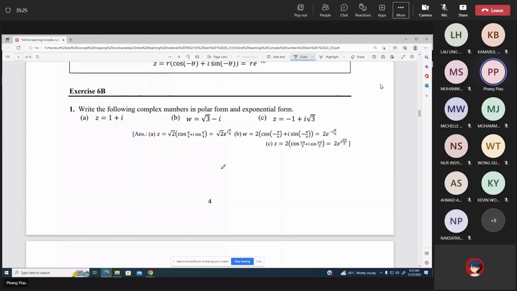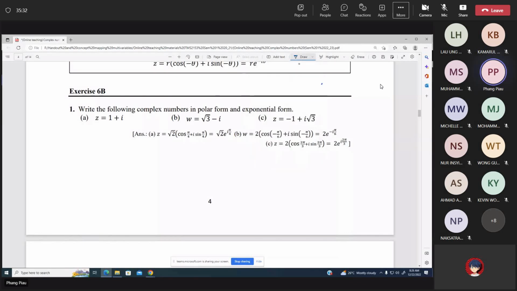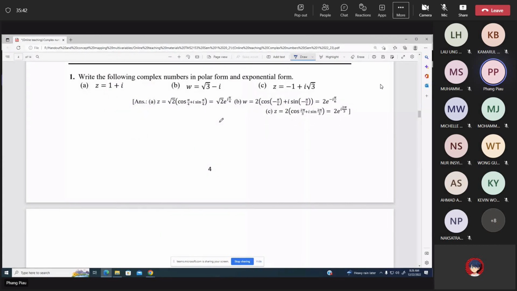Again, in the end, you can't avoid changing from one form to another. The first one is very simple. I guess you have this kind of question here. When it is in the first quadrant, it shouldn't be a big problem.